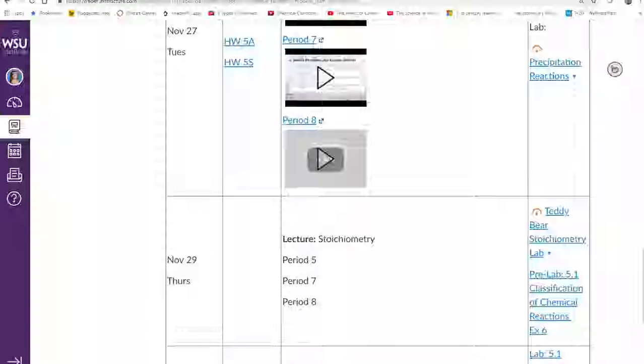And then we've got a teddy bear stoichiometry that you should have picked up right here. And that's sort of with what we're doing. Again, it's one that if you want to do it, great. It'll help you. If you don't, that's okay too.